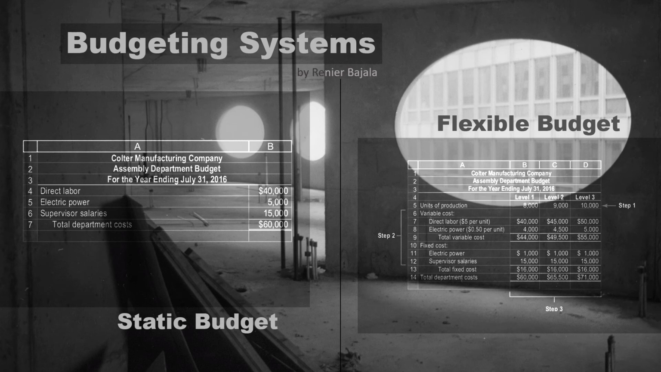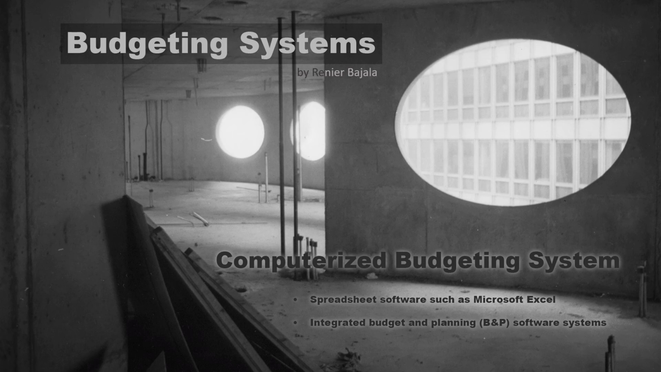Back to our assumption, if the Assembly Department spent 70,000 US dollar for the year, then based on the budget at activity level 3 of 71,000 US dollar, the Assembly Department was under budget by 1,000 US dollar. In developing budgets, companies use a variety of computerized approaches, and two of the most popular are spreadsheet software such as Microsoft Excel and integrated budget and planning software systems.